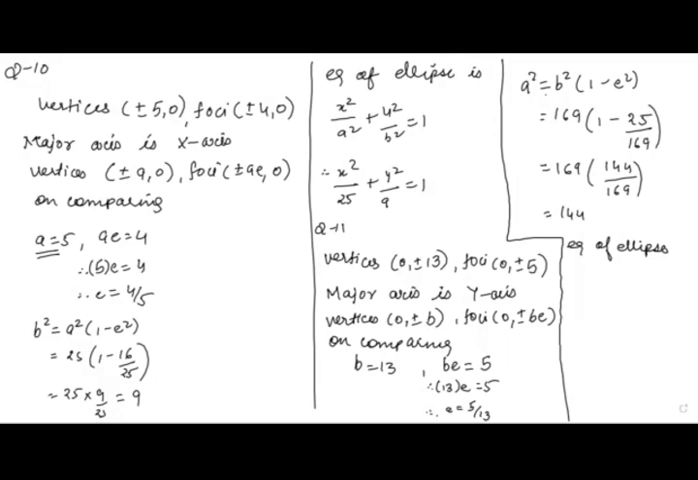Therefore, the equation of ellipse is x square by a square plus y square by b square is equal to 1. Therefore, keeping the value of a square as 144 plus y square by b square, b square is 169, is equal to 1. This is the standard equation of ellipse.